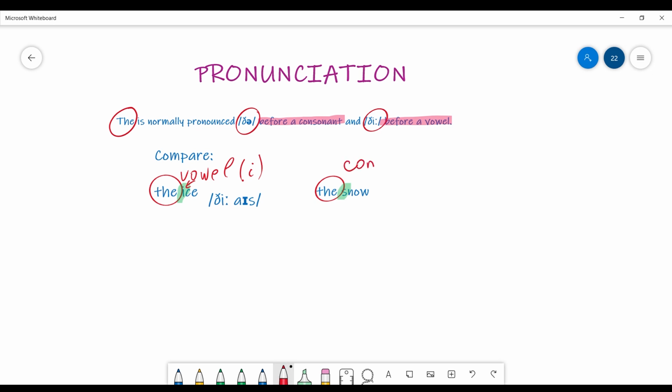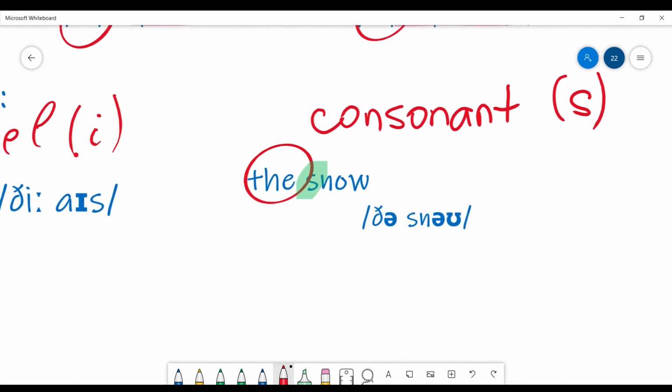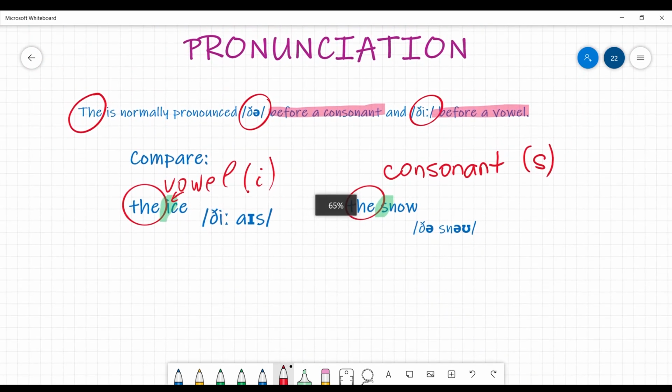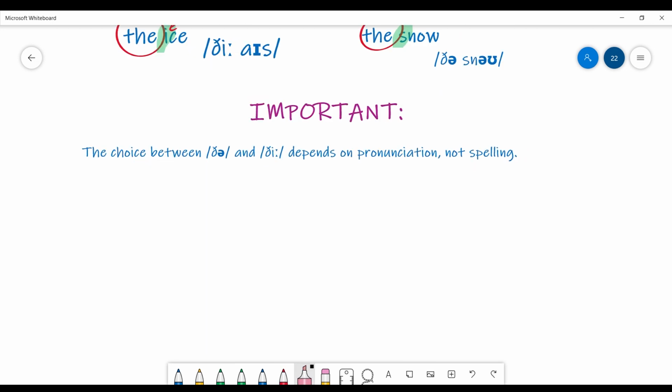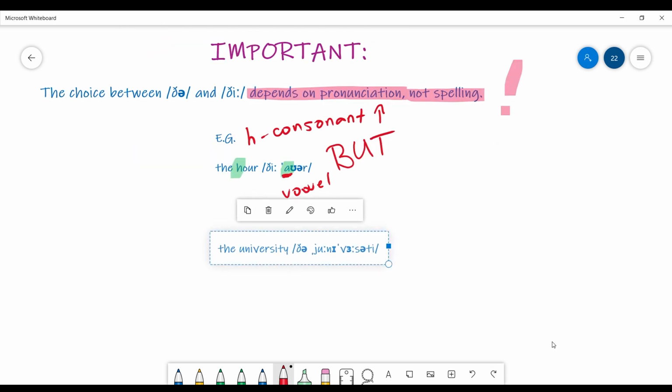Okay, and now we have "the snow," a word starting with a consonant, right? Because S is a consonant sound, and in this case we are pronouncing the article as "thuh," with a "thuh snow." Okay, so "thee ice," once again, "thee ice," yeah, if we have a vowel, and "thuh snow," if we have a consonant sound. Very important note. Another very important note, kind of an exception. So, the choice between "thuh" and "thee" depends on pronunciation and not spelling. Okay? Again, let's look at the example. If we have the word "the hour," yeah, the word starts with H, which is a consonant. However, we are looking at the pronunciation. Yeah, pronunciation is "hour," and it is a vowel, right? "Hour." Therefore, we are pronouncing once again the article as "thee hour."